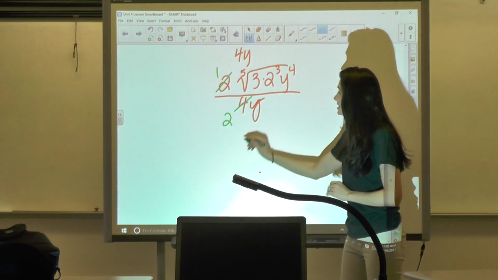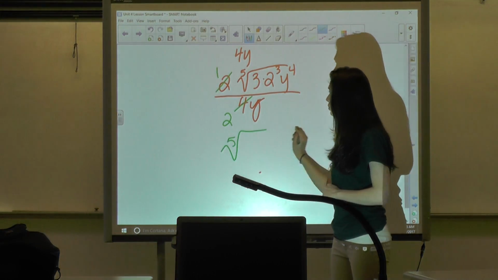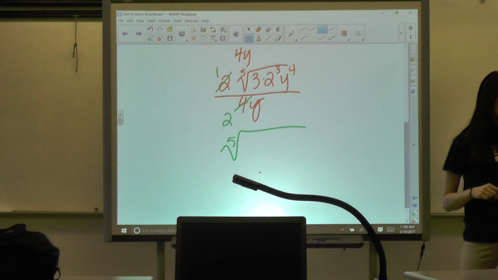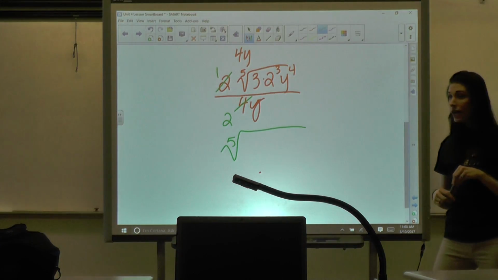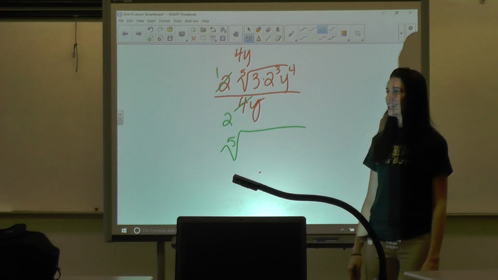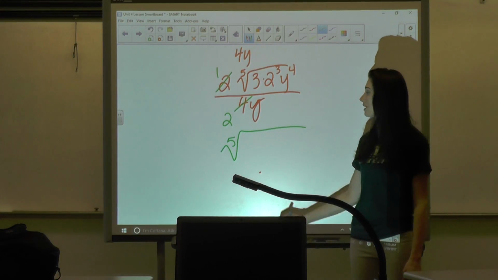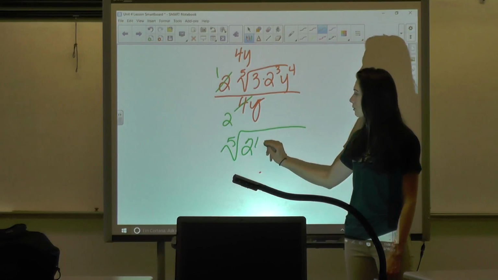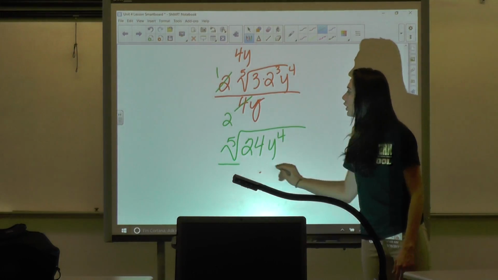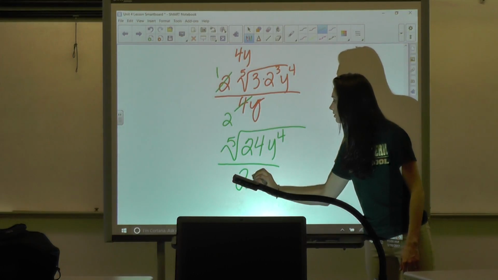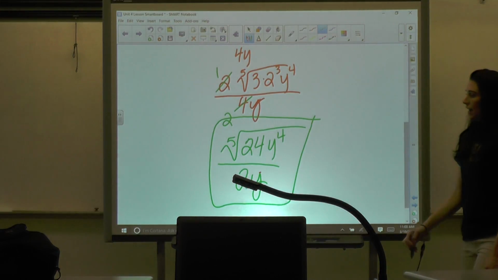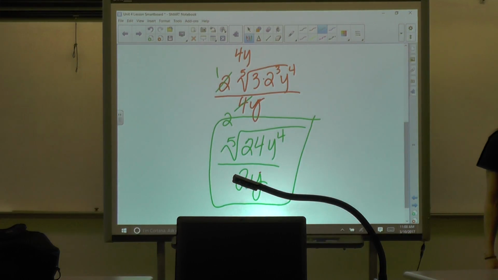So what am I left with? On the top, I'm left with the 5th root of 3 times 2 cubed. Type that into your calculator. 2 cubed is 8, and then 8 times 3 is 24. I wasn't even thinking. That's why we're dependent on it. Then I have y to the power 4 over 2y. That, my friends, is the simplified version.